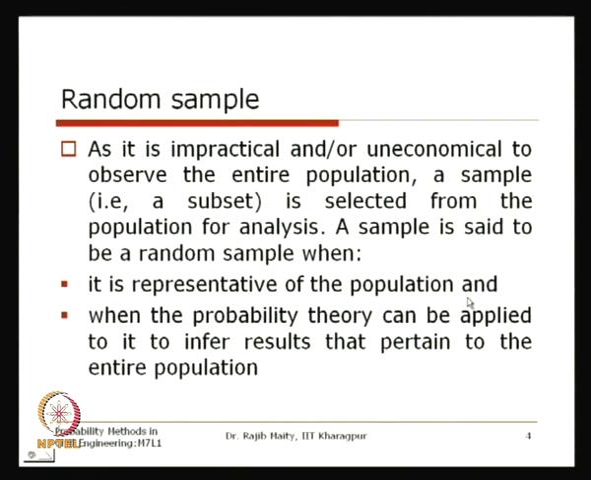And the second one is that probability theory can be applied to it to infer results that pertain to the entire population. The probability theory, as I was telling, basically relates to the population. Now if we can apply probability theory to the sample to infer results that pertain to the population, then we can say that the sample we are taking is a random sample. So these are the concepts, and with them we can apply what we have seen from probability theory to these random samples.